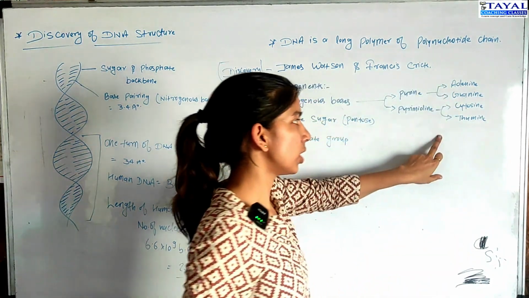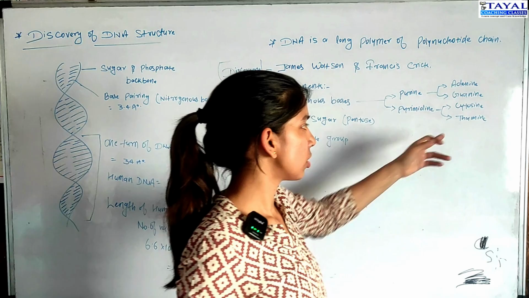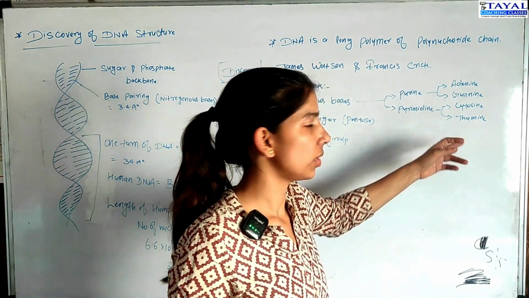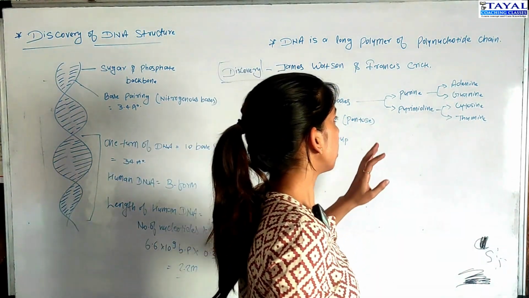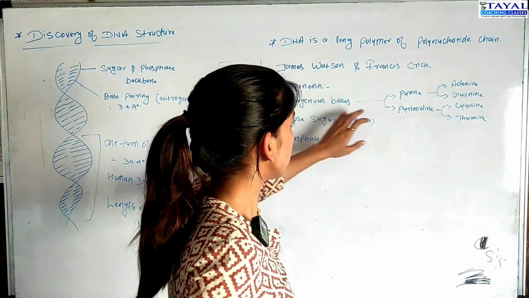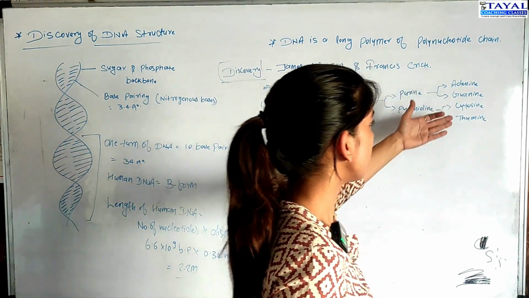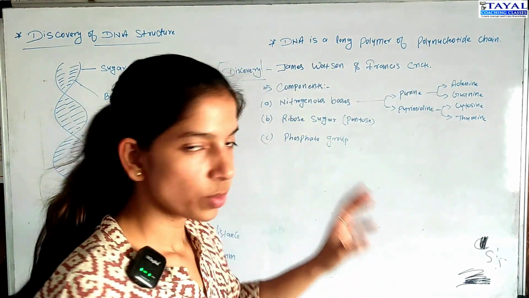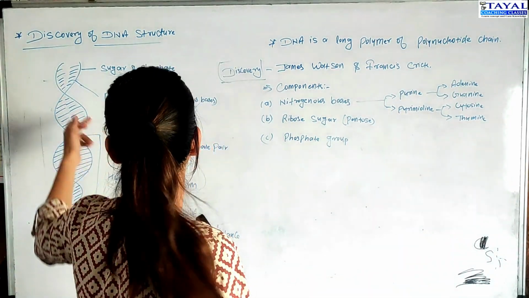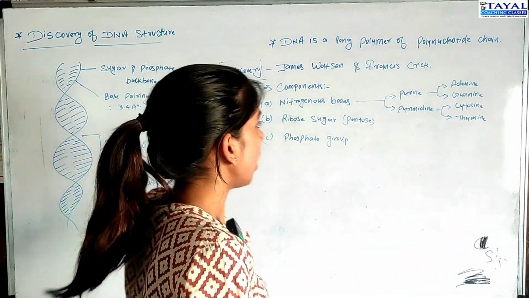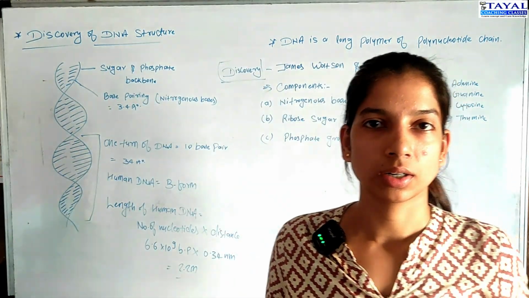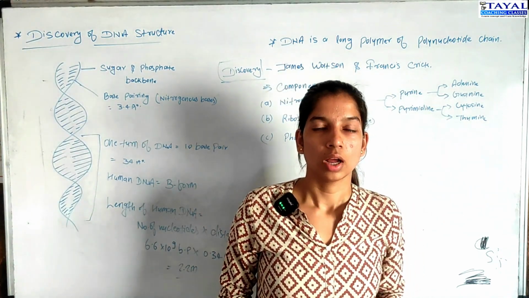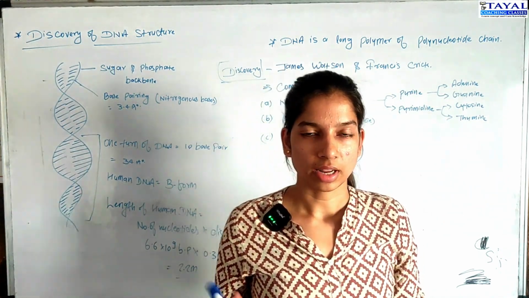So this is about DNA. But in RNA, we have cytosine and uracil instead of thymine. So this is all about nitrogenous bases: purine and pyrimidine, adenine, guanine, cytosine, and thymine. There is base pairing among them, which is depicted here, and their base pairing follows a rule called Erwin Chargaff's rule. We'll discuss that rule in the next video.